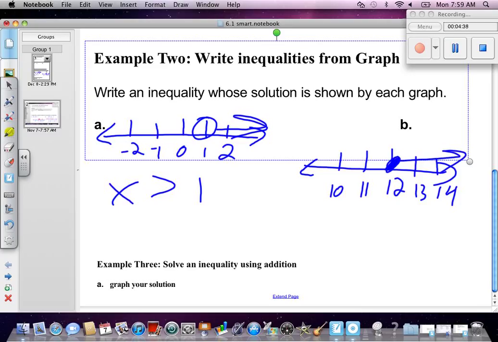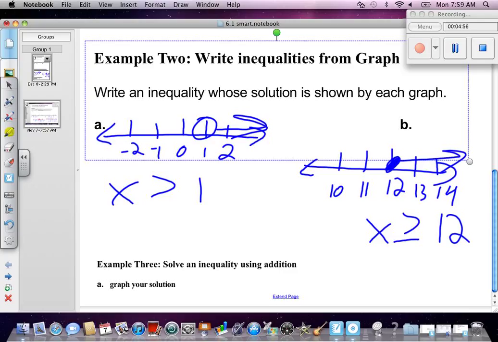So, for example 2, who wants to tell me what the answer is? Yes, Tyler. x is greater than or equal to 12. We knew it was greater than because it's pointing to numbers that are bigger than it. We know it's equal to because it's filled in, so we have to underline.